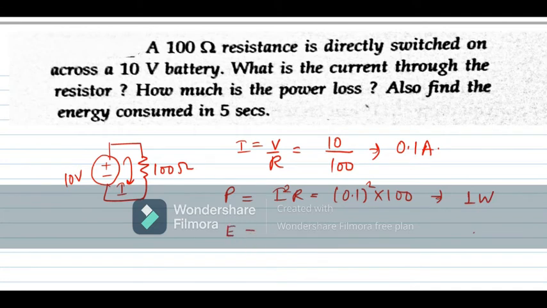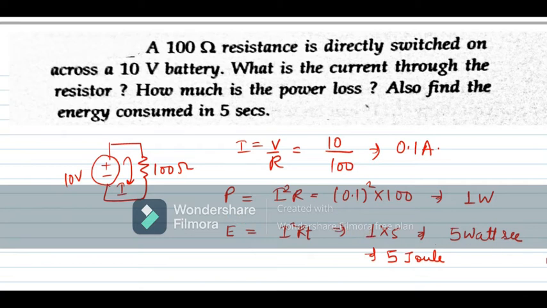Third is energy across the resistor, that is equal to I square RT, or energy consumed by the resistor is equal to I square RT. Here I square R is 1 watt, so directly we can take power here, and T is the time, 5 seconds. So we get 5 watt second, or you can also say 5 joule. I hope you all have understood this question.